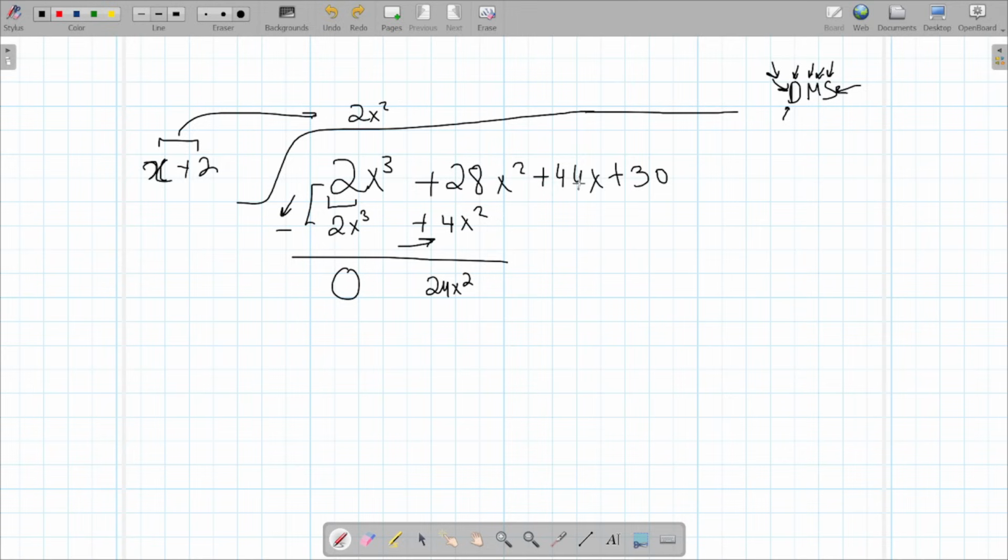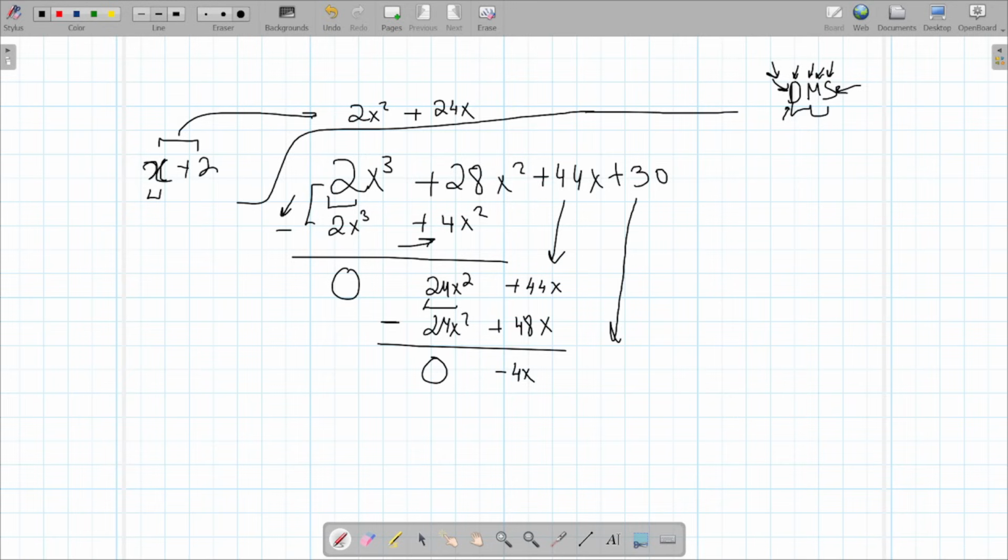Okay, so now what do we do? Are we done? Obviously not. We have to repeat the 3 steps again, right? But this time, I have to drag a number down. So let's drag a number down, plus 44x. Let's repeat our steps. Divide, multiply, subtract. Let's divide 24x squared by x. You would get 24x. If you divide 24x squared by x, you get 24x. Then multiply x times 24x, that's 24x squared. And then 2 times 24x, that's 48x. Let's subtract. That's our third step. 0. 44 minus 48 is minus 4x.